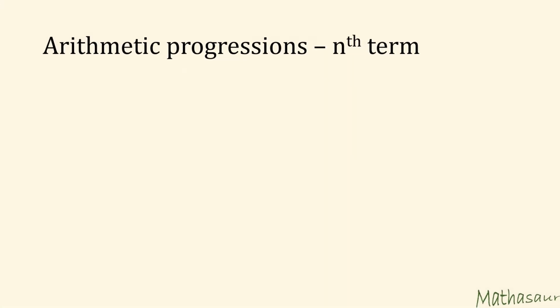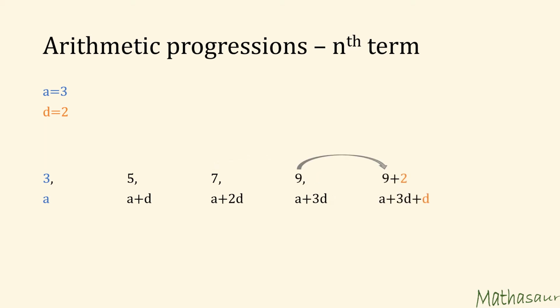Today, let us look at the nth term of an arithmetic progression. Let us consider an arithmetic progression with first term 3 and common difference 2. The first term is 3, so the second term would be 3 plus 2, or a plus d, which is 5. The third term would be 5 plus 2, or a plus 2d. The fourth term would be 7 plus 2, that is a plus 3d, and so on.